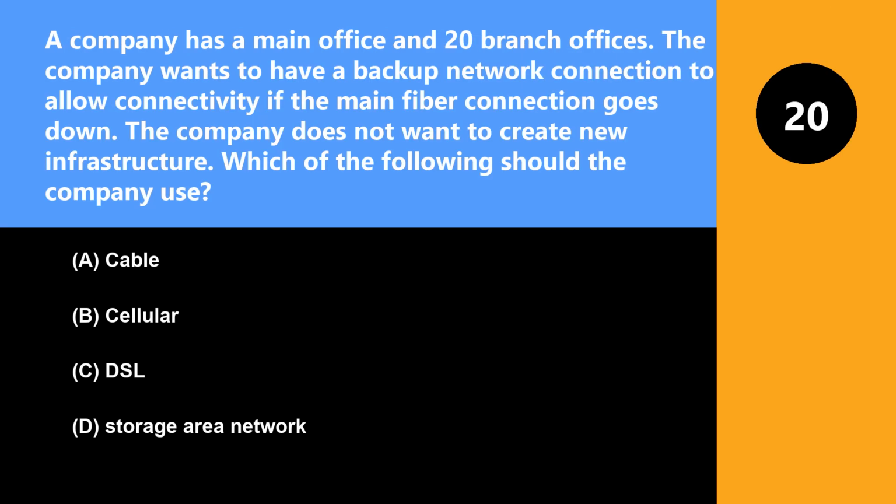Question 20. A company has a main office and 20 branch offices. The company wants to have a backup network connection to allow connectivity if the main fiber connection goes down. The company does not want to create new infrastructure. Which of the following should the company use?